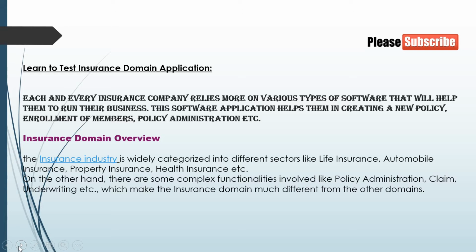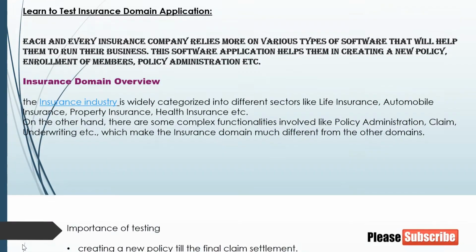So I'll give you the overview of how the domain works. It's widely categorized into different sectors: life insurance, automobile insurance, property insurance, health insurance, etc. I think I have already told you about this. So we'll move to the next slide.